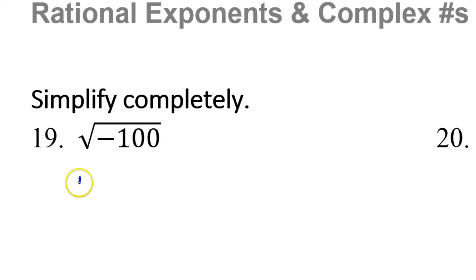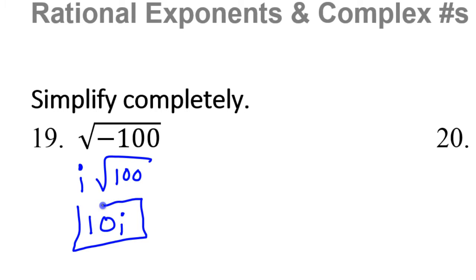So for many of these problems, the first thing I should see, I mean, you don't have to show this step because it's so simple, but we have I radical 100, but that's a perfect square. So what's the square root of 100? 10. So your final answer for number 19 should be 10I.